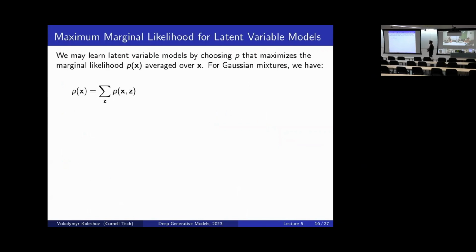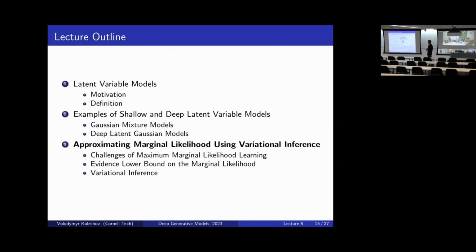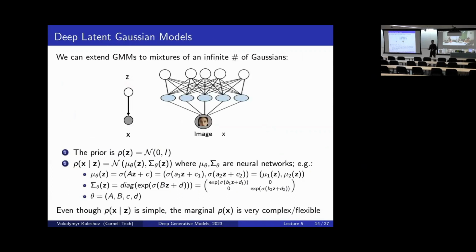So let's say we wanted to learn this kind of model. This model defines a probability for each image. For each X, there is a P of X. And we saw that anytime we have a P of X, we can maximize it over our data distribution, over our training set. And that's a valid way of learning any model. It's called maximum likelihood learning.